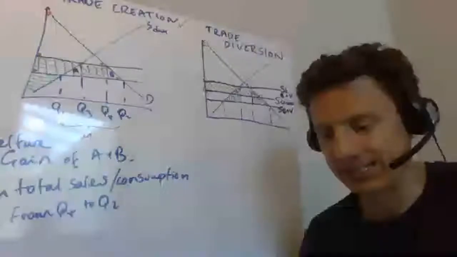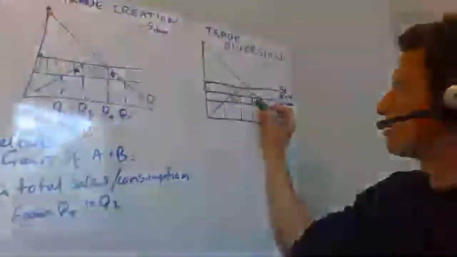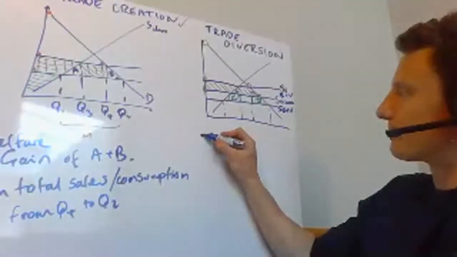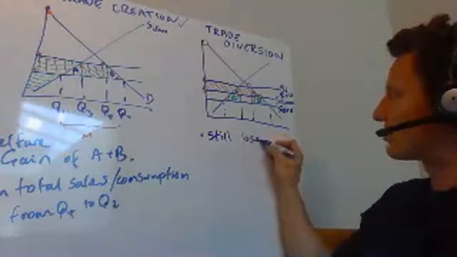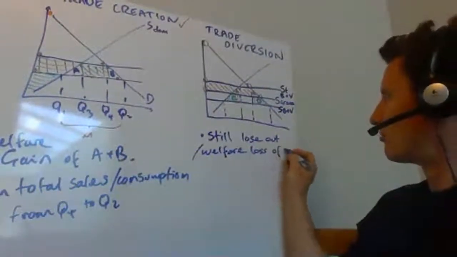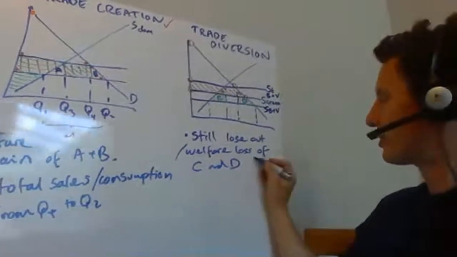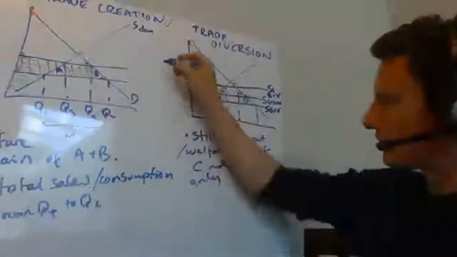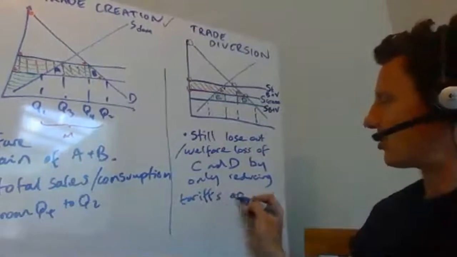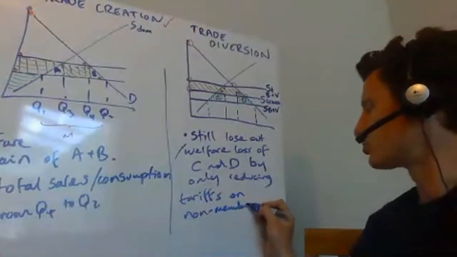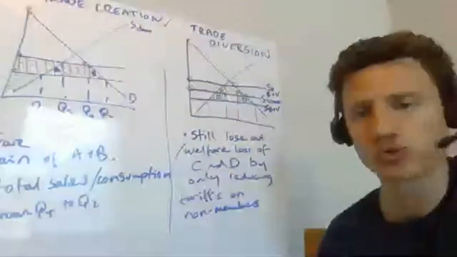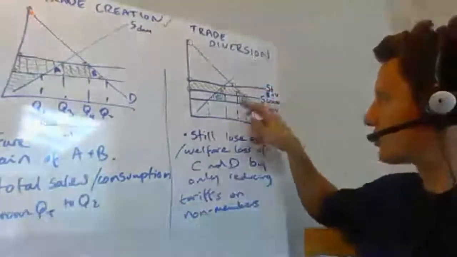So there is still a welfare loss overall in society by having tariffs on non-members and getting rid of tariffs on members. So we still lose out. There is still a welfare loss of C and D by only reducing tariffs on non-members. And I've used Greece here as my example, but of course, in any given case study, it might be a different country, depending on what the common market is that you're studying. Okay, so there is still a welfare loss of C and D.